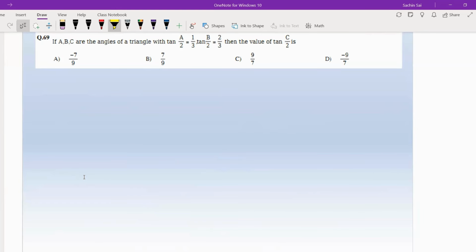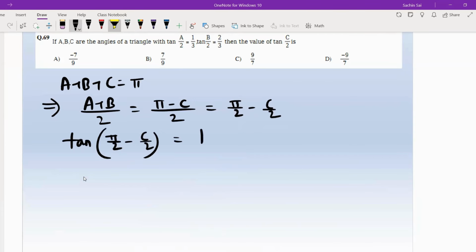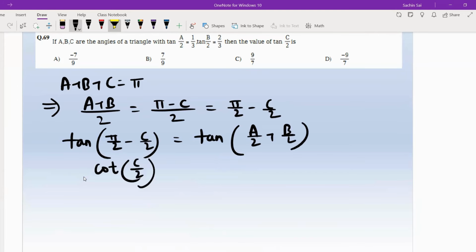Question 69. A, B, C are angles of a triangle with tan of A by 2 and tan of B by 2 given, then the value of tan of C by 2 is. Okay, so what do we have in a triangle? We have A plus B plus C equals pi, which means (A plus B) by 2 equals pi minus C by 2. That is pi by 2 minus C by 2, right? So if you apply tan on both sides, then you will get tan of (pi by 2 minus C by 2) equals tan of (A by 2 plus B by 2). But what is tan of pi by 2 minus C by 2? It is cot C by 2.